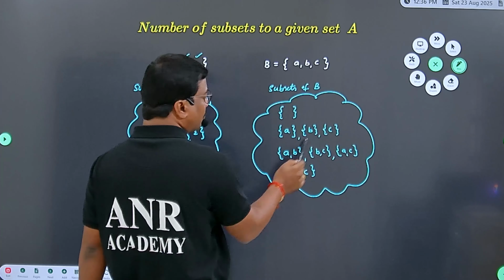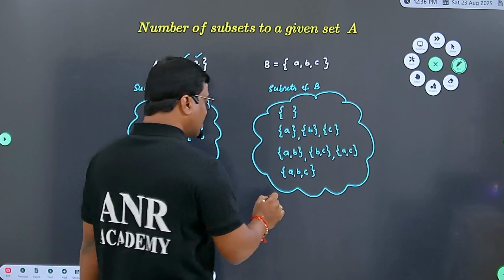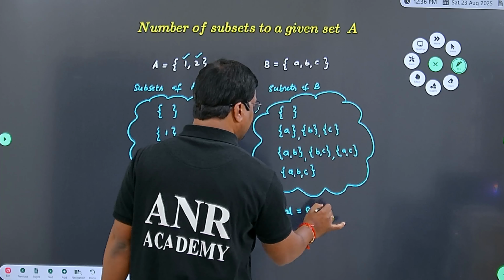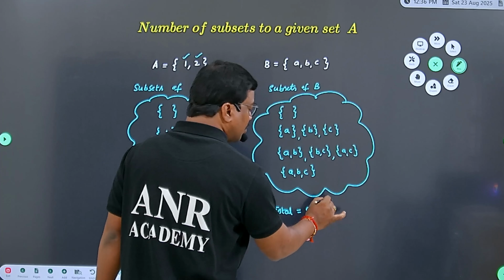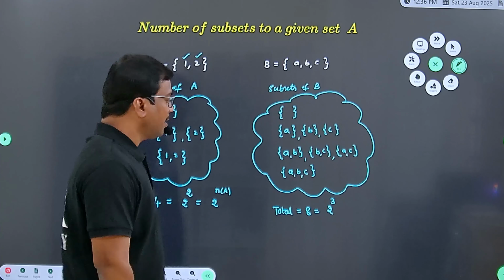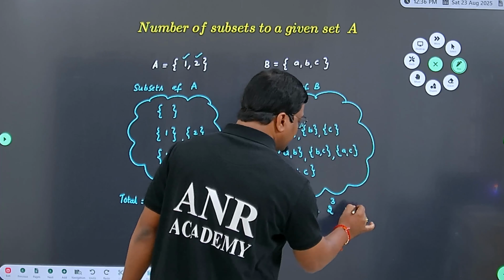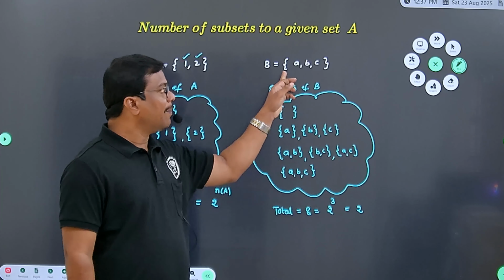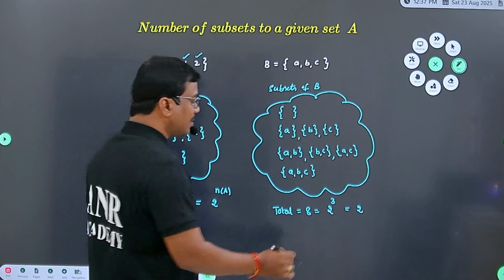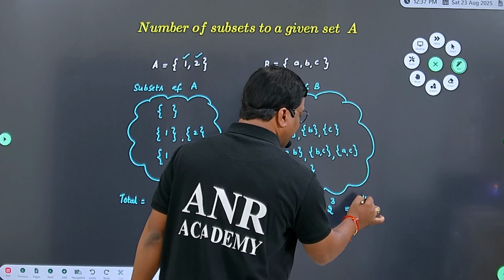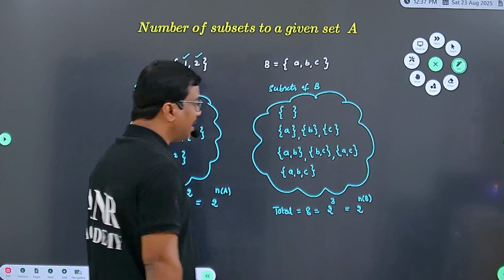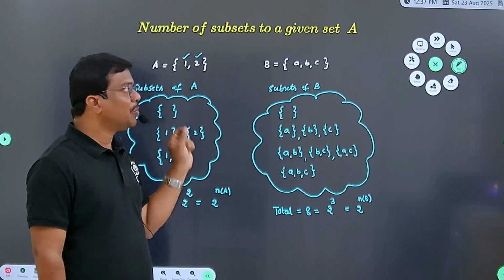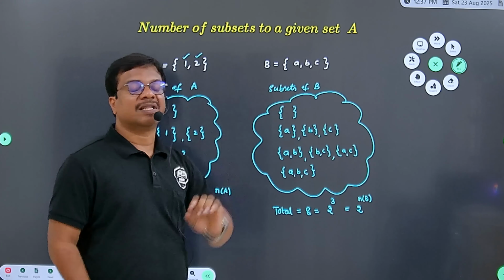Now count the total number of subsets of the second set B: 1, 2, 3, 4, 5, 6, 7, 8. So in total we got 8 subsets, and it can be written as 2 to the power of 3. Here the base value is 2 and the exponent 3 is the number of elements in the given set, so I can write n of B. So it is very clear that the formula for the number of subsets of a given set is 2 to the power of the number of elements in the given set.